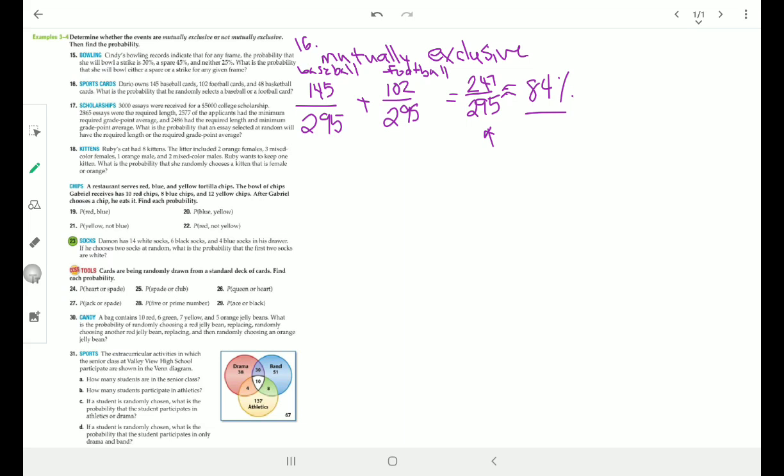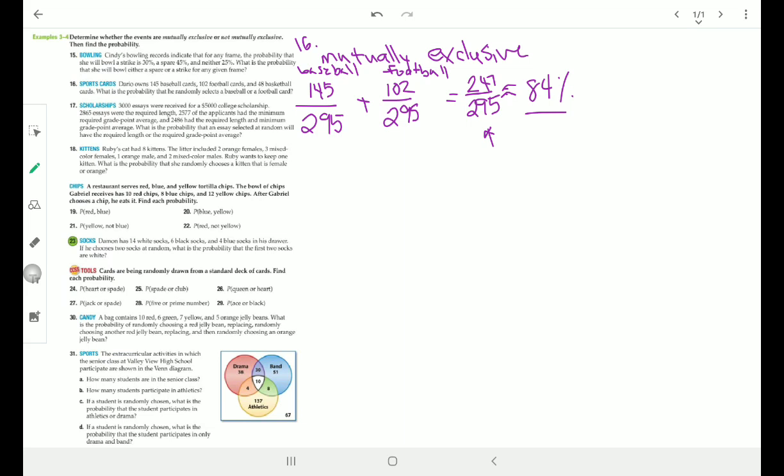Number 18, Ruby's cat had 8 kittens. The litter included 2 orange females, 3 mixed-colored females, 1 orange male, and 2 mixed-colored males. Ruby wants to keep 1 kitten. What is the probability that she randomly chooses a kitten that is female or orange?